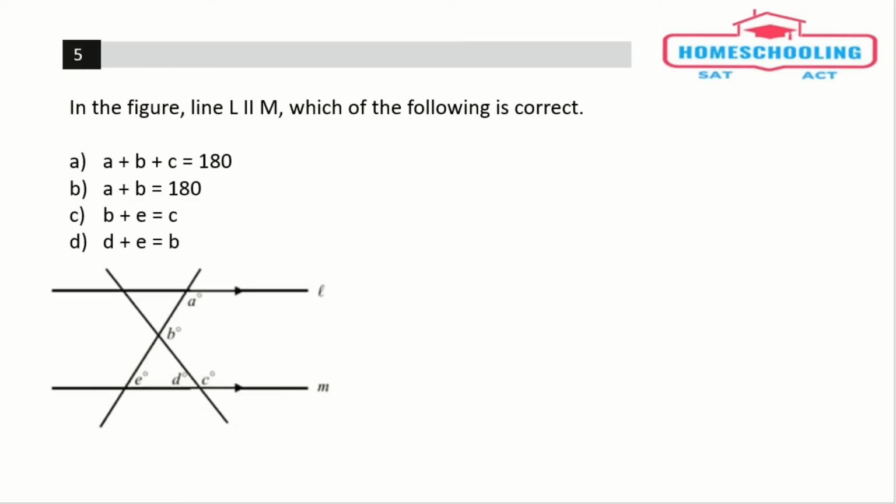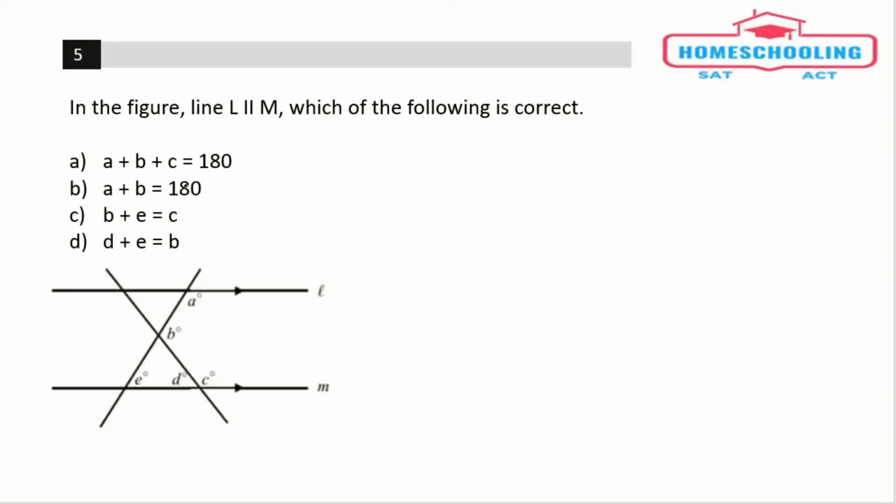Now moving to the next question. In the figure, line L is parallel to M, so these two lines are parallel to each other. We have to find which of the following is correct out of these four options. See, these types of questions are asked in exams to waste your time. So whenever you're choosing the option, never start from the top, always go from the bottom.